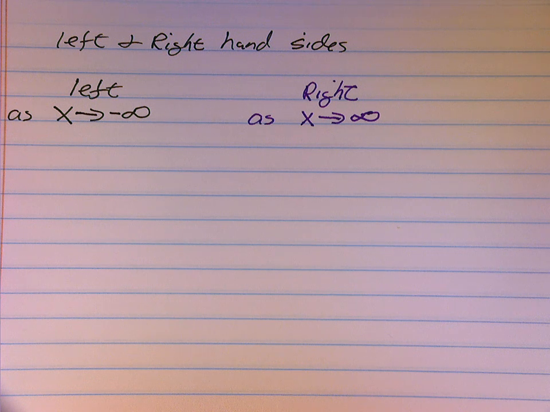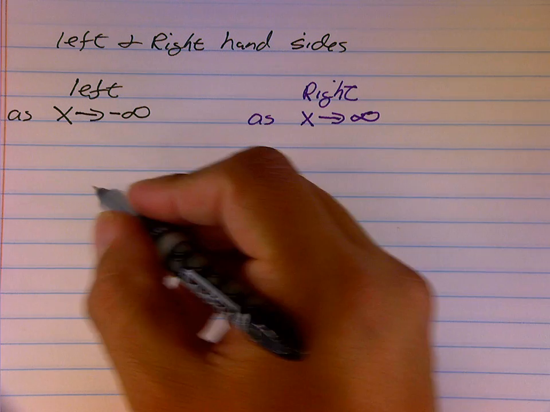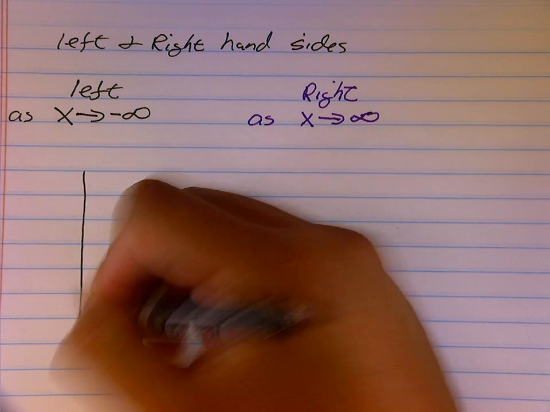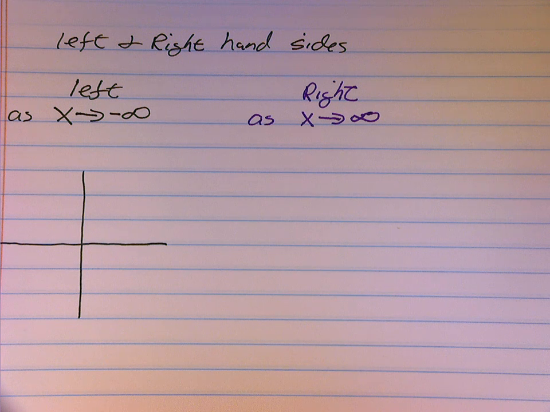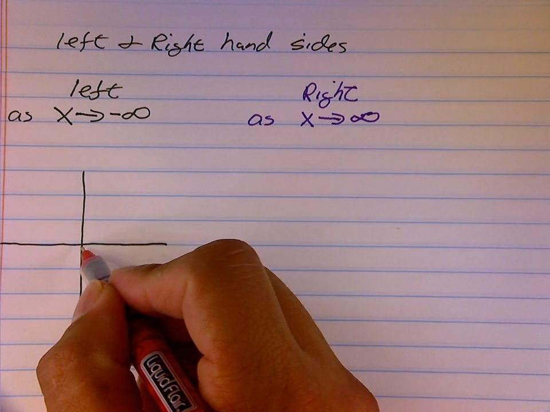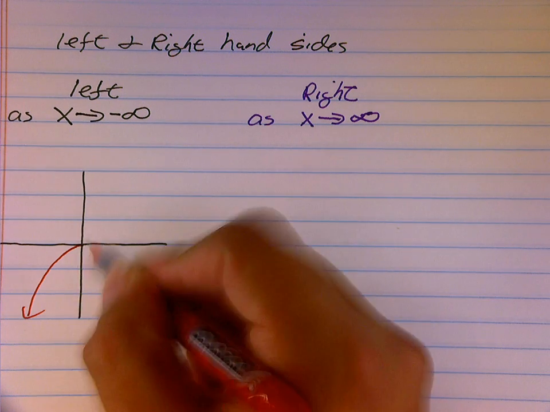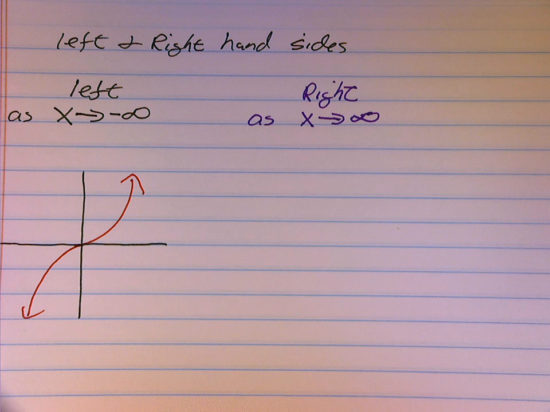So, let's take a look at why we would use these. If I want to describe the left and right hand side behavior of a graph, let's take one graph and we're going to describe its left and right hand behavior. This you should recognize as a power function, it's odd, its lead coefficient is positive. Those are things you can get by looking at the graph. Now I want to talk about what's happening on the left and right.